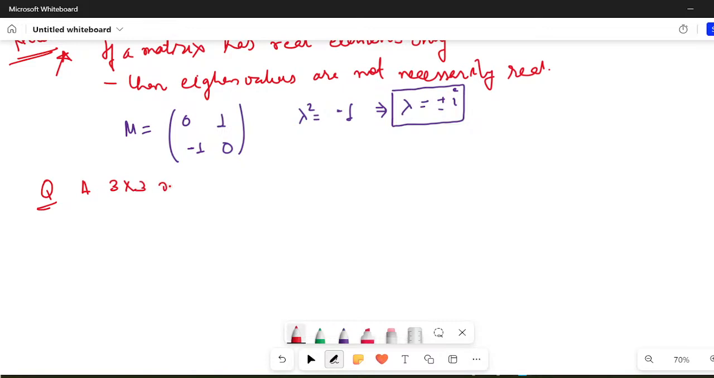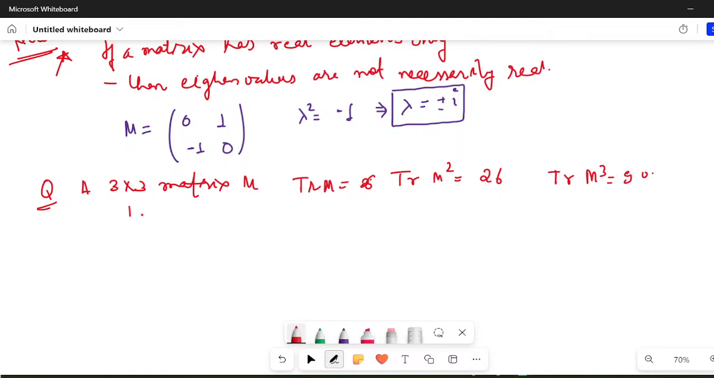Let a 3 cross 3 matrix M be such that trace of M is equal to 6, trace of M square is equal to 26, trace of M cube is equal to 90.